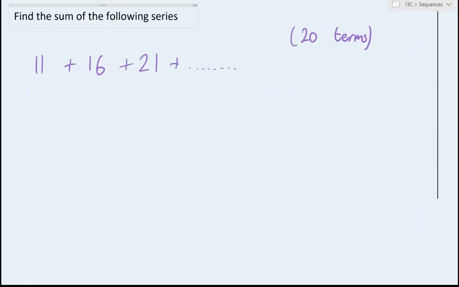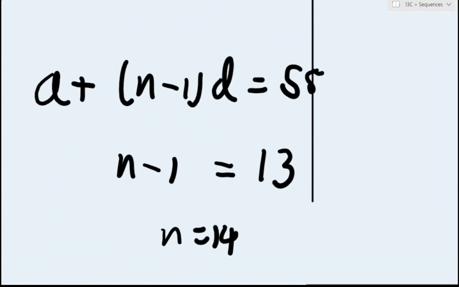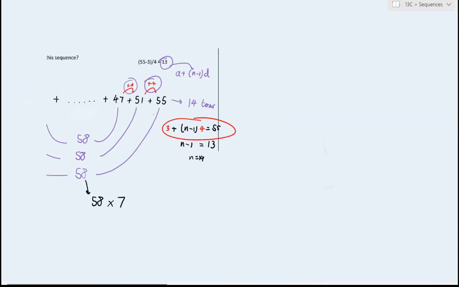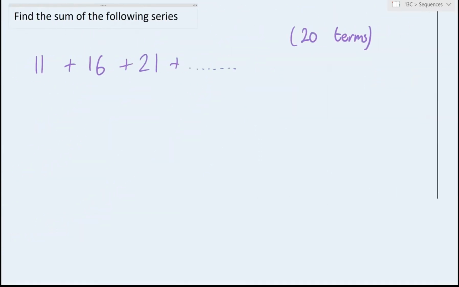We can look at this both ways. We also have the question where we've got some amount of terms, but we don't know what the last term is. And we can do the exact same trick. So in the previous question, what I should have done from the start was just use this formula: a plus n minus 1 d is 55. Fill in a and d, which were 3 and 4, and then solve from there. Here, we're going to do the exact same thing for this question.